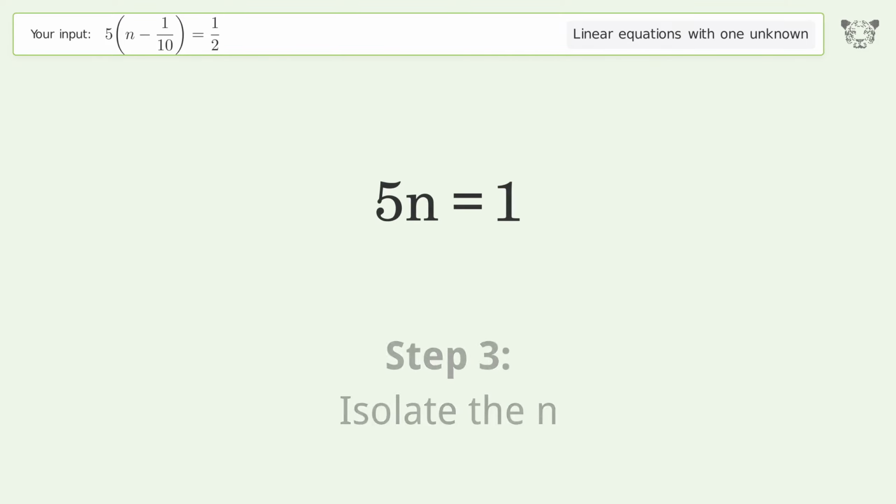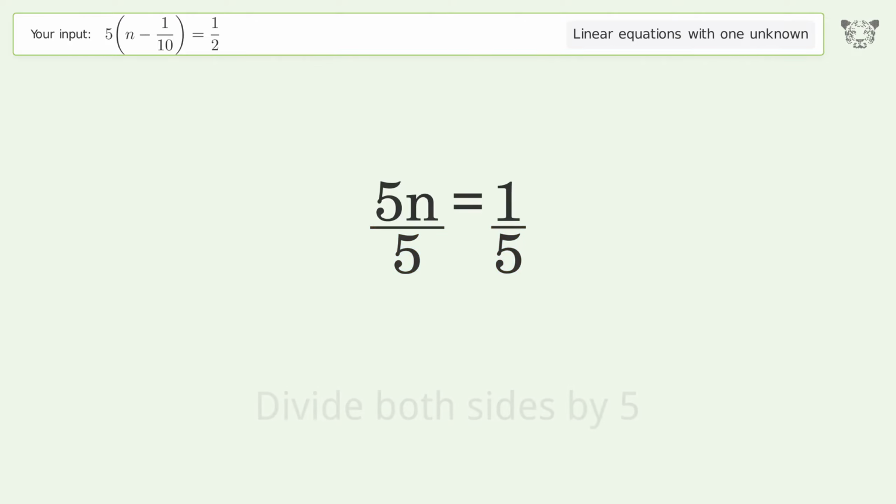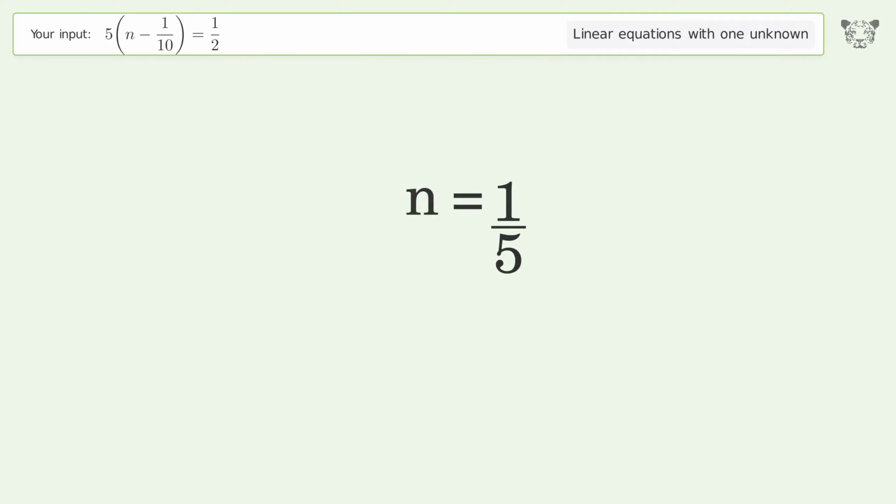Isolate the n. Divide both sides by 5. Simplify the fraction. And so the final result is n equals 1 over 5.